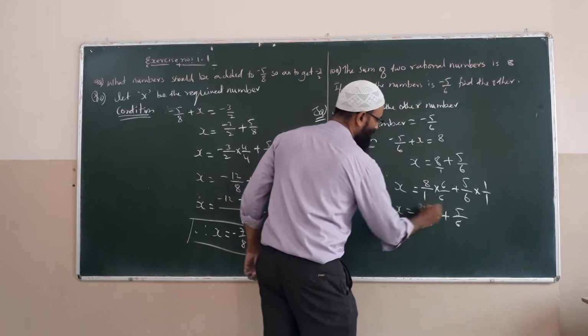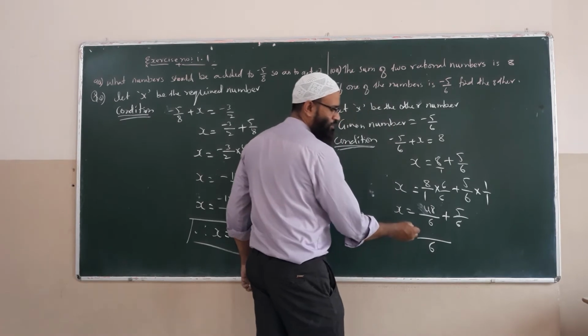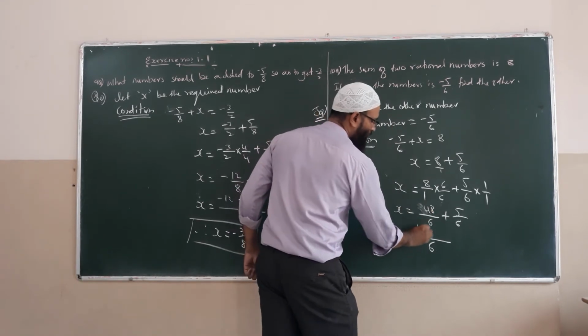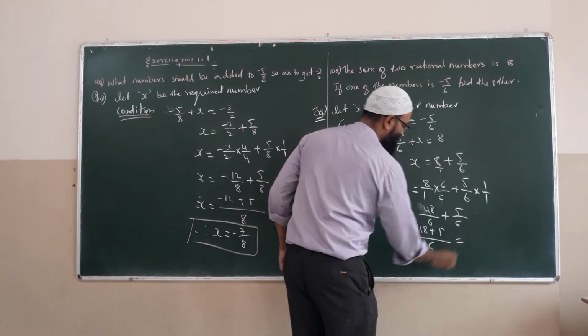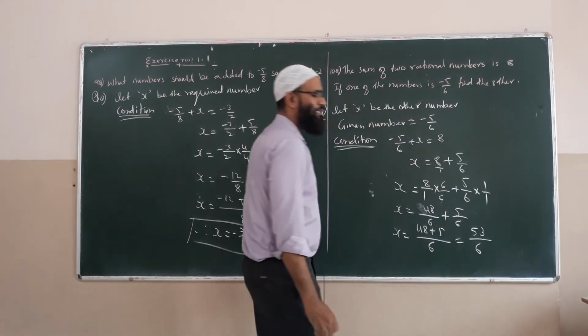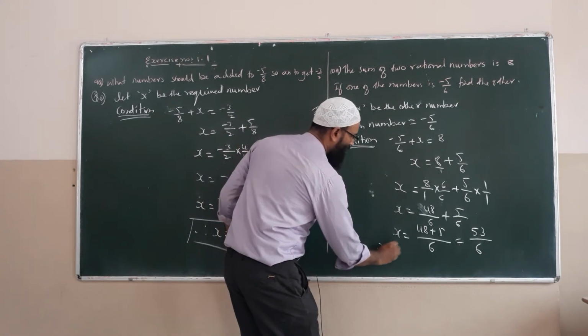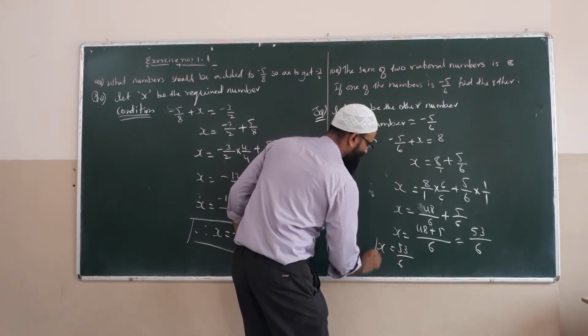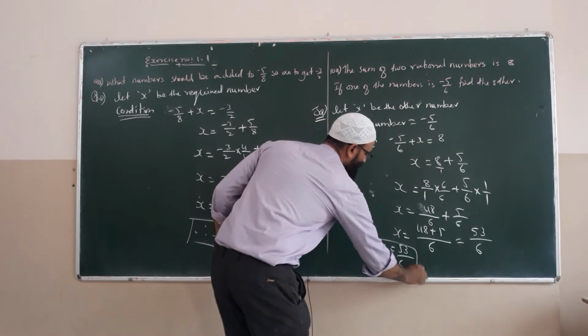Then x is equal to 6, take 6 common because the denominator is common. 48 plus 5, 53 by 6. This is our required answer. Then x is equal to 53 by 6. This is our required answer. Note this down.